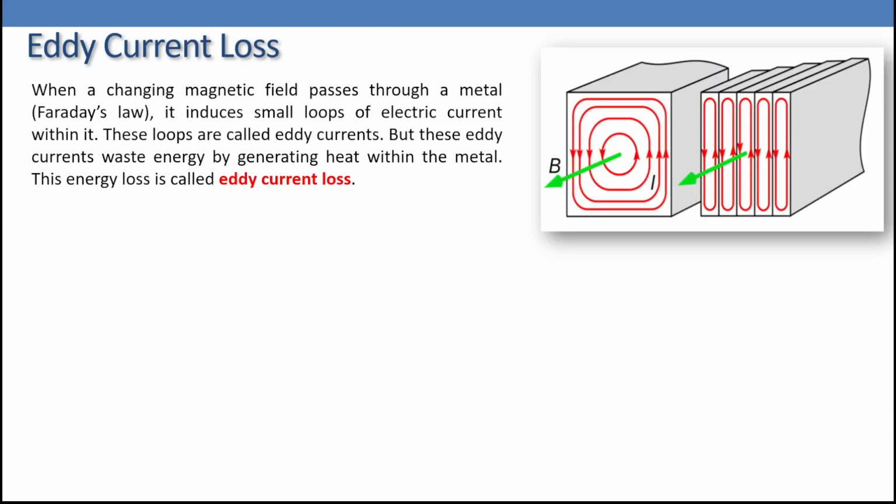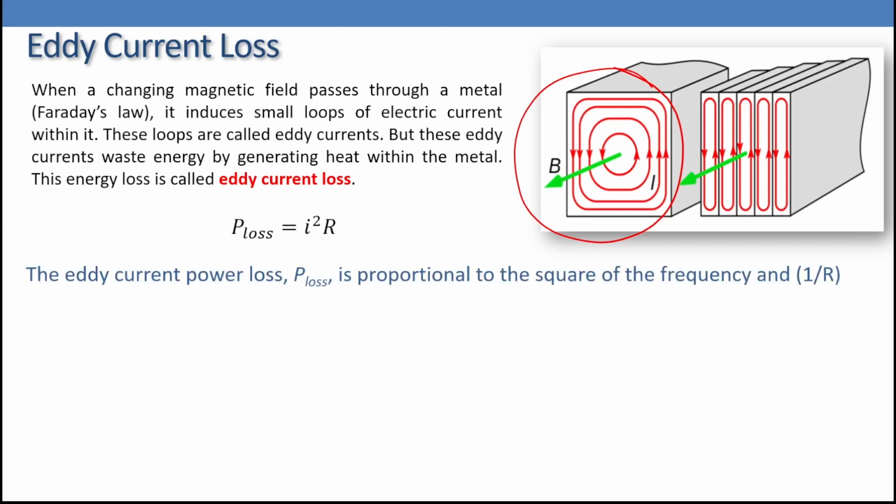Second type, eddy current loss. If we have a time-varying field passing through a metal or a piece of iron, Faraday's law applies here. That induces small loops of electric current, as we can see in this figure. These loops are called eddy currents, and they waste energy by generating heat within the metal. This energy loss is called eddy current loss. So P loss equals I square R.